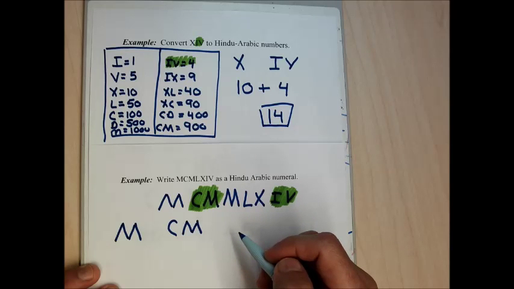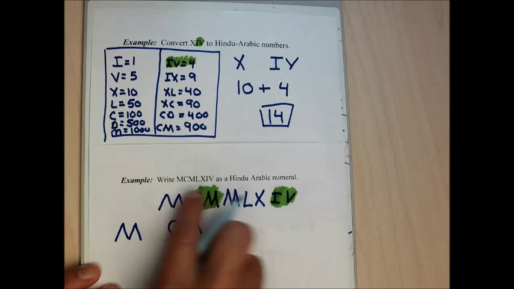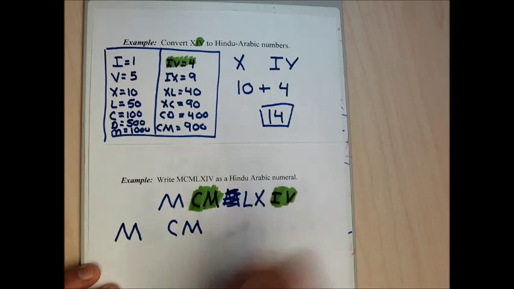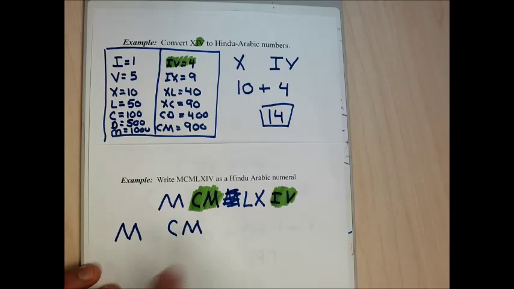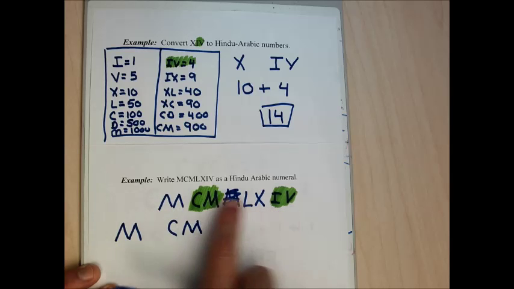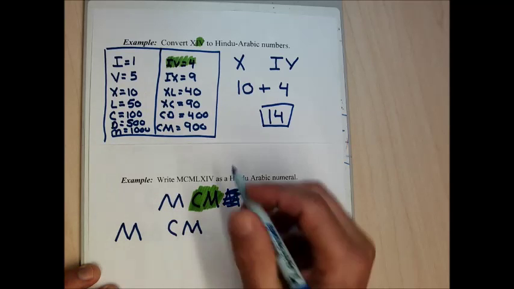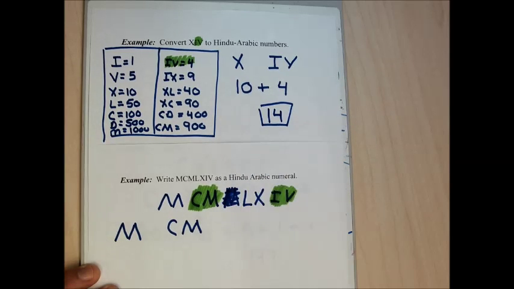Oh, this is a M. Yes, M. I wrote this wrong. This is MCM. I wrote an extra M there. I got a little excited there. This should be MCMLXIV, and for whatever reason, I wrote this extra M. I don't need that there. That's not part of the problem.